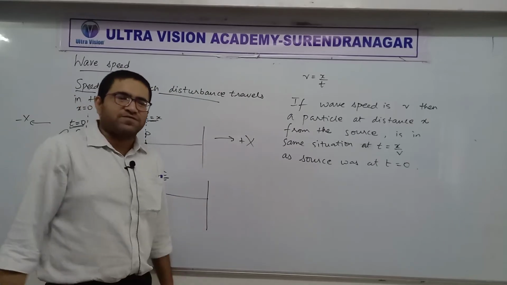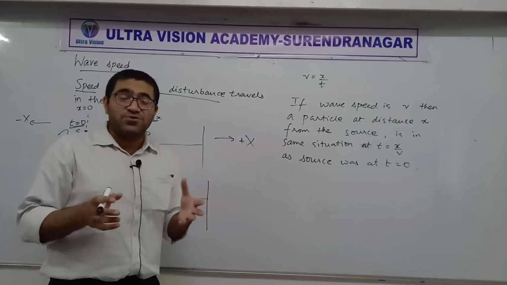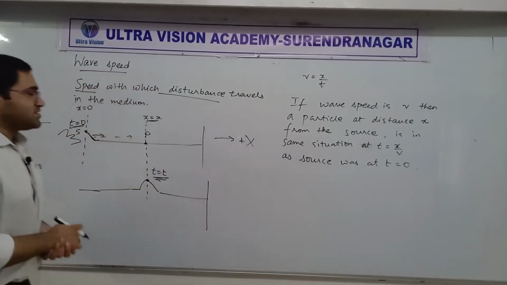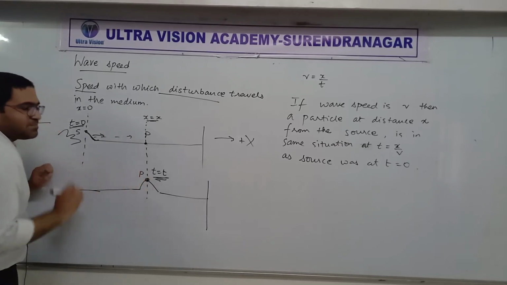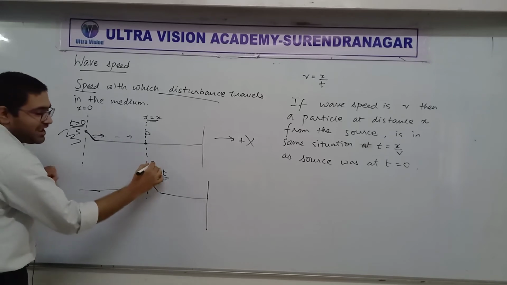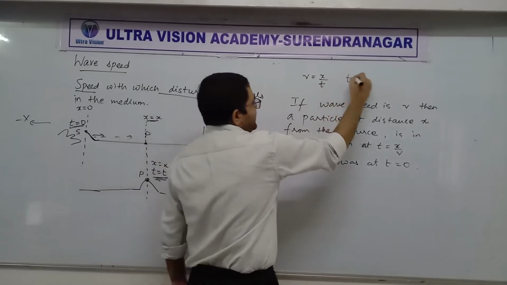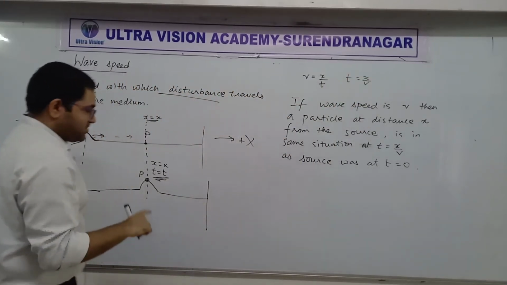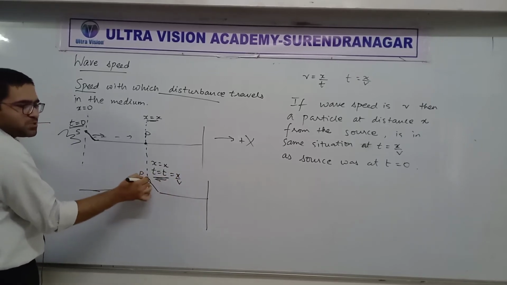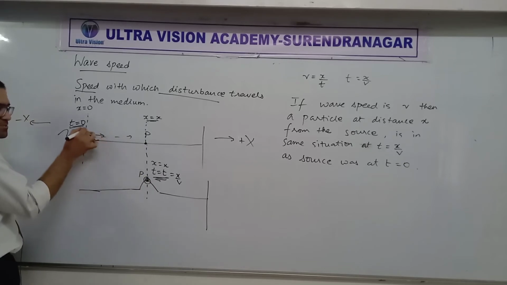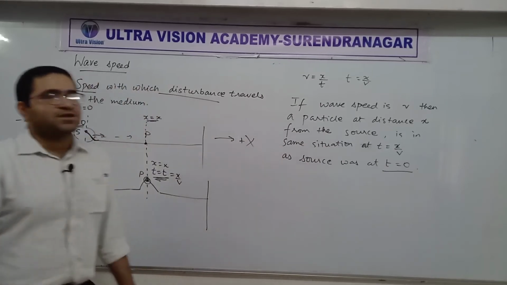It might take a little bit of time to understand what's going on here, because we are talking about two different particles at two different points of time. So what have we written here? We are saying that the situation of this particle P, at position x equal to x, and at time t equal to x by v, is the same as the situation of the source at which time? Clear or not clear?